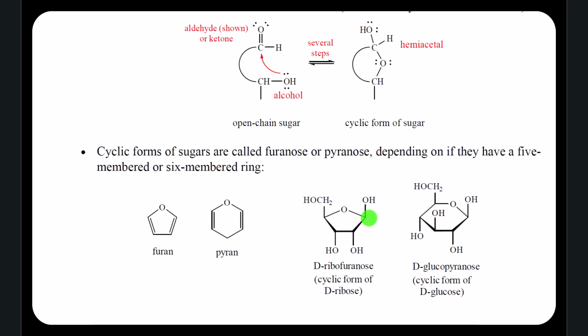So if we look at, for example, a common cyclic form of ribose, we can see that it would have a 5-membered ether-like ring similar to furan. So it is named as a furanose. Similarly, if we look at a common 6-membered ring structure derived from glucose, we can see that it would have a 6-membered ether similar to pyran, and therefore it is called a pyranose.